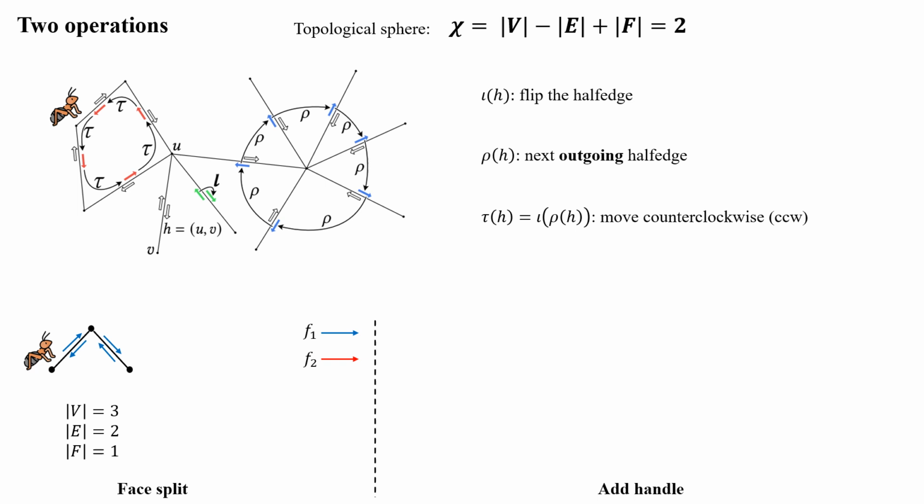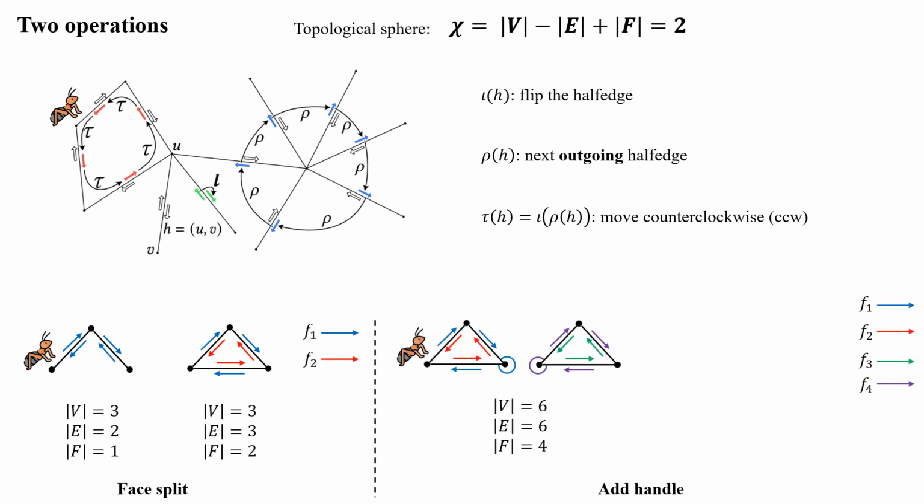If we connect the bottom vertices, it will form a triangle. At the same time, F1 will be separated into two faces. We calculate the chi again. It remains 2. Notice that we are connecting two vertices that belong to the same face. We call it a face split. This operation will never change the topology. Of course, we will introduce another operation that will change the topology.